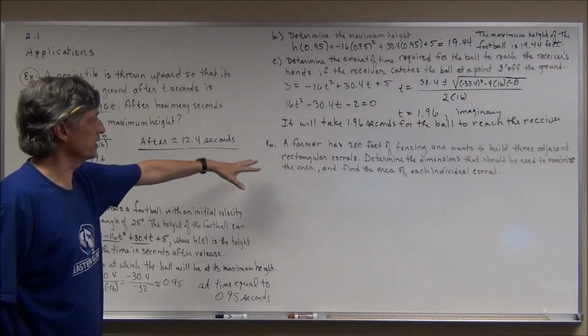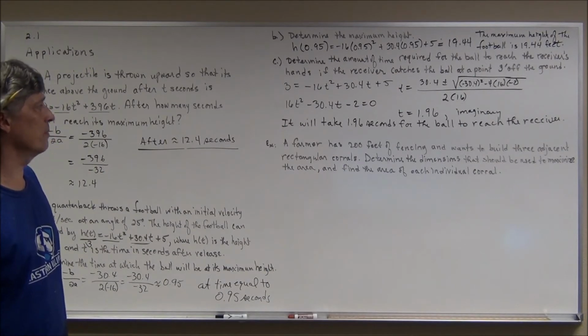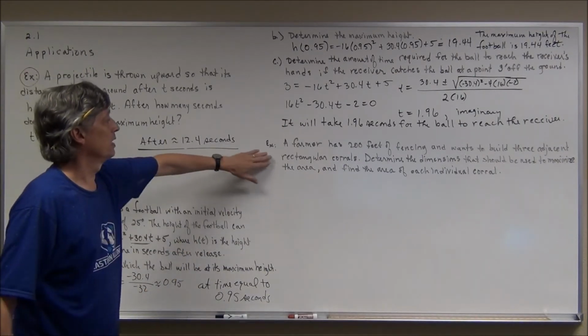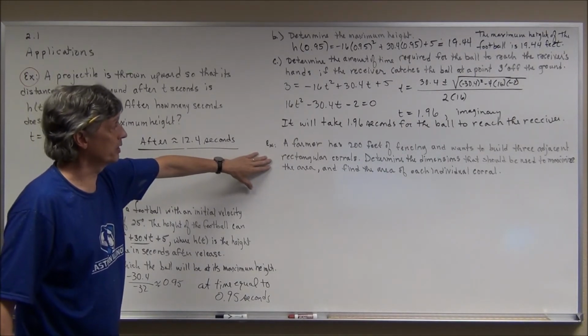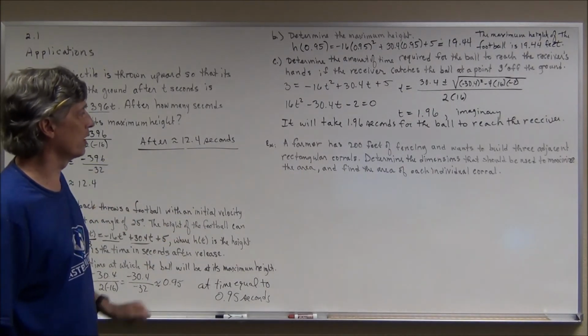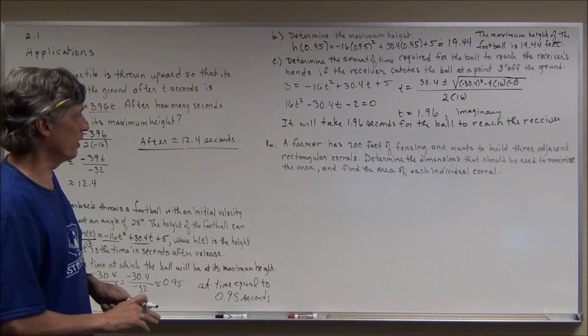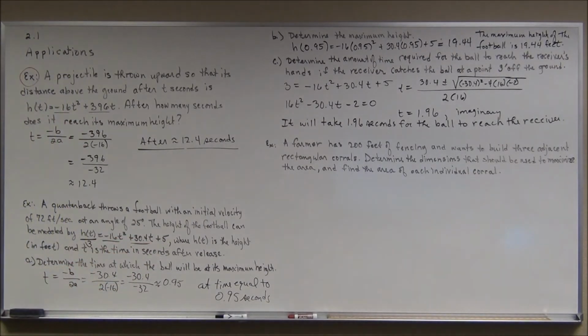Now I have one more example here. It's not a height problem. It has to do with maximizing area. This is not that these two aren't, but this is the type of problem that you would come across in calculus, and you would use calculus to make the problem a little bit more efficient, but we can use what we know about quadratic functions here. So it says a farmer has 200 feet of fencing and wants to build 3 adjacent rectangular corrals. Determine the dimensions that should be used to maximize the area, and then find the area of each individual corral.